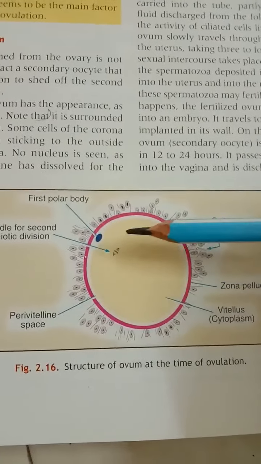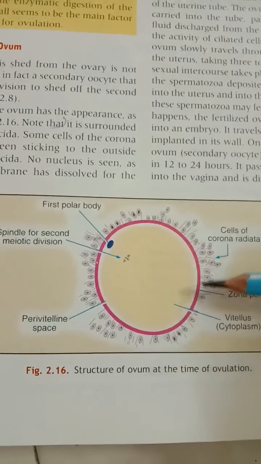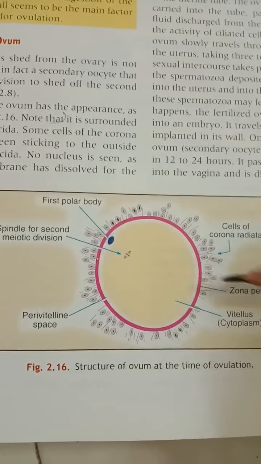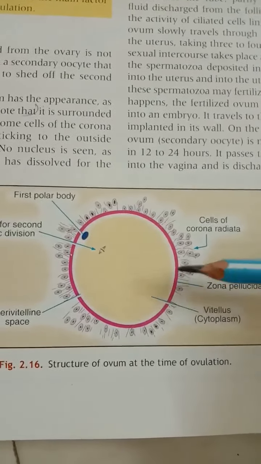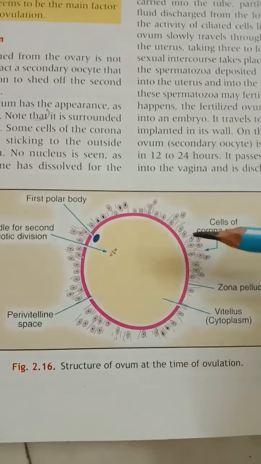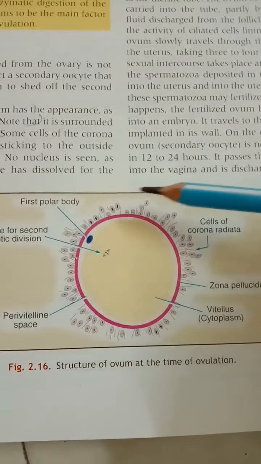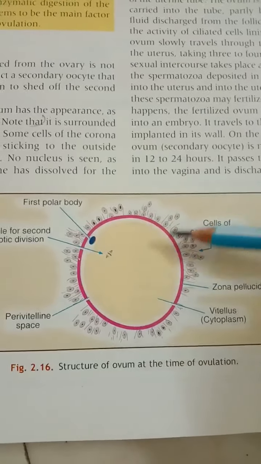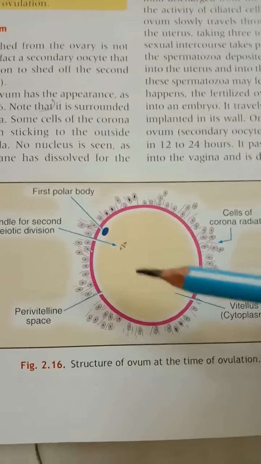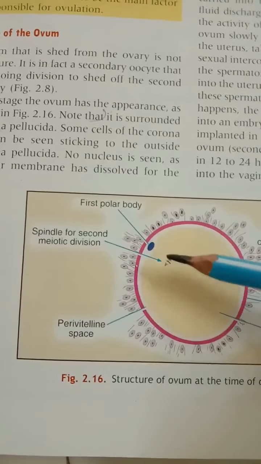At this stage, the ovum has an appearance like this. Its outer covering is surrounded by the zona pellucida, that is the red colored ring seen here. Some cells called the corona radiata are spread around the zona pellucida. Then no nucleus is seen, as the nuclear membrane has dissolved for the second meiotic division.